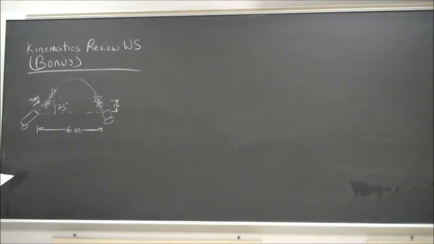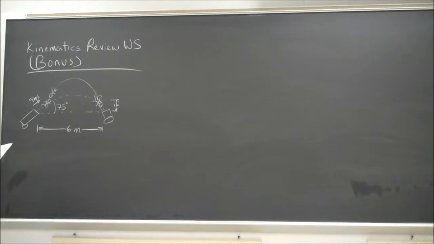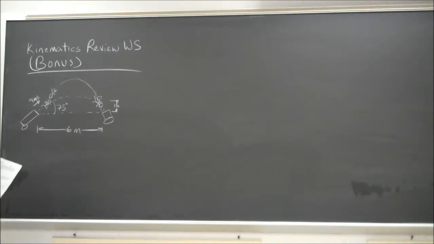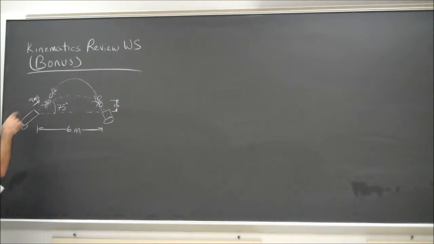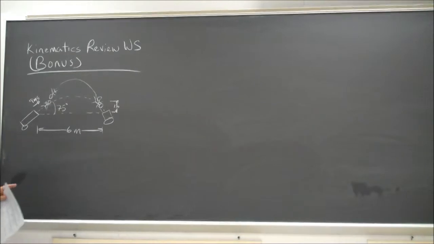Solve the bonus for the Kinematics Review worksheet. This is the one where you have two cubic cannonballs and they're going to collide in midair. The one is set at 75 degrees and the velocity coming out is 9 meters per second. We also know the cannons are 6 meters apart.